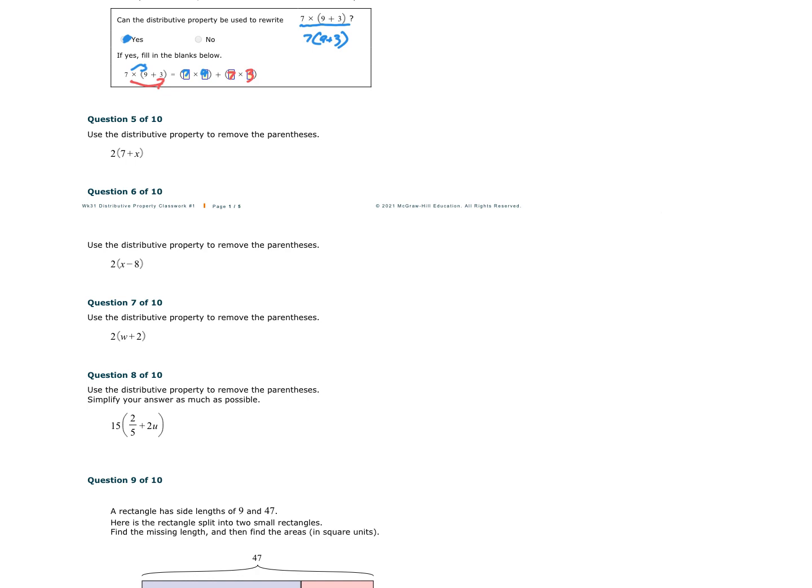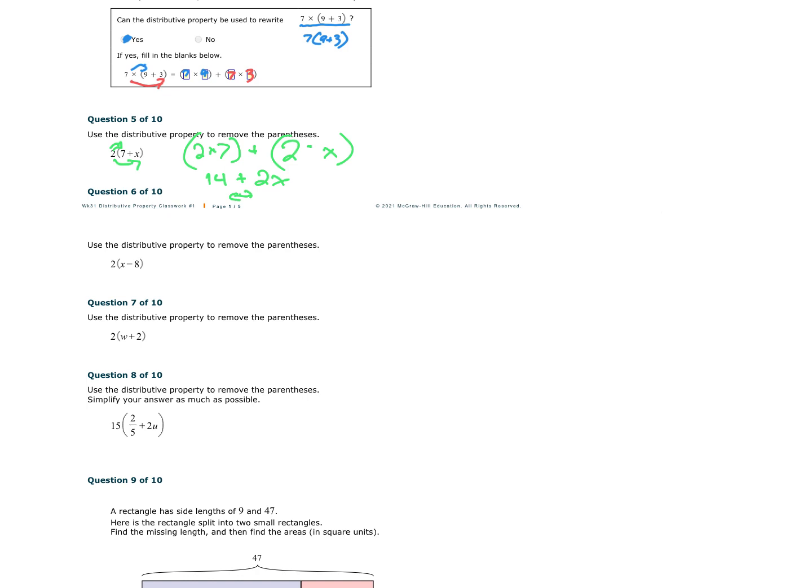Question 5, we're going to use the distributive property to remove the parentheses. Okay, so here we have the form 2 times 7. I'm going to put parentheses around it. You wouldn't really need these parentheses because of order of operations, plus 2 times x. Okay, now simplify. 2 times 7 is 14 plus 2x. We can't simplify any shorter than that. We cannot combine these terms.